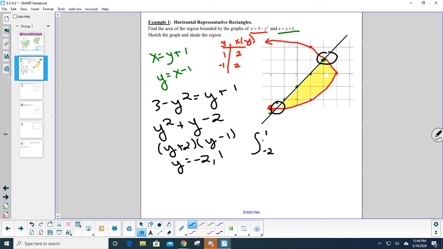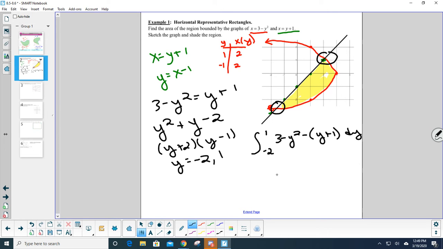So now I have to do the right-hand side. I'm going to say 3 minus y squared minus, and this is where you've got to be careful. You have to make sure to put that second piece in parentheses, because if you don't, you're not going to distribute that negative. You really want to take the time to put that in parentheses, because I know I screw it up.